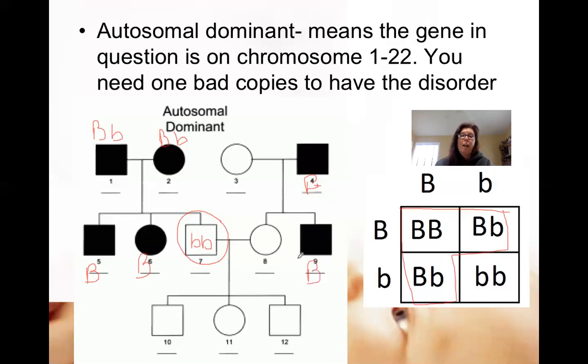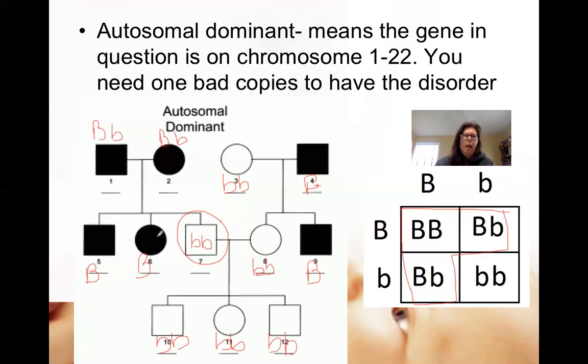All right. Now, all the ones that are blank don't have it. The only genotype they can have is little b, little b. So all of these are little b, little b. Okay, so the ones I have to fill in now are these ones over here.